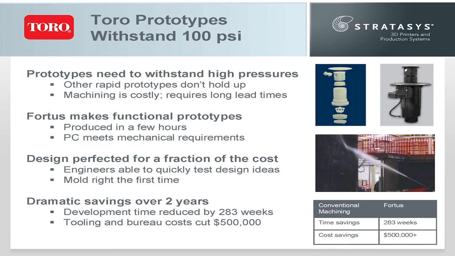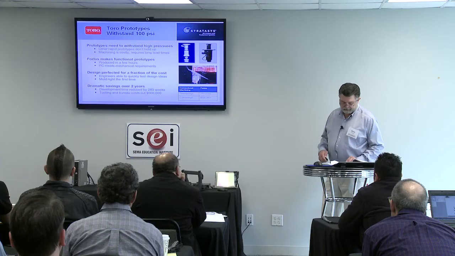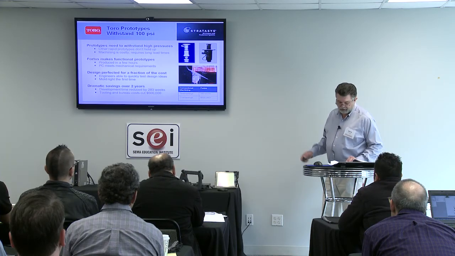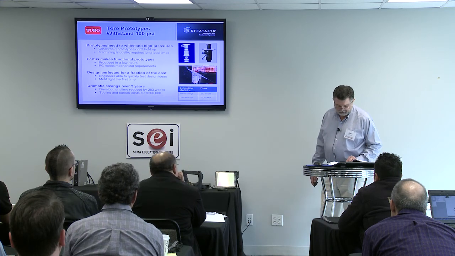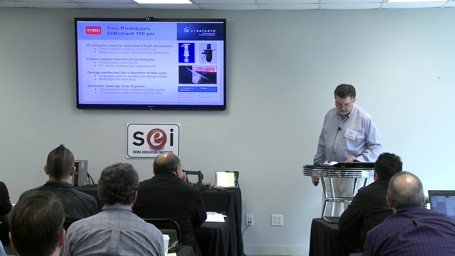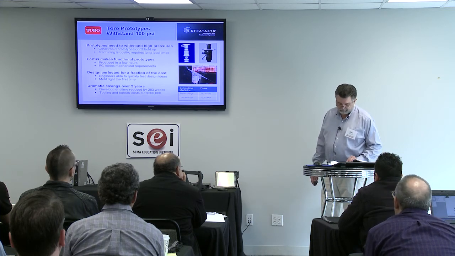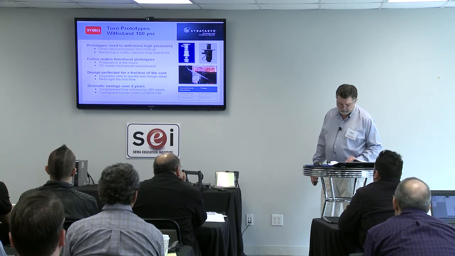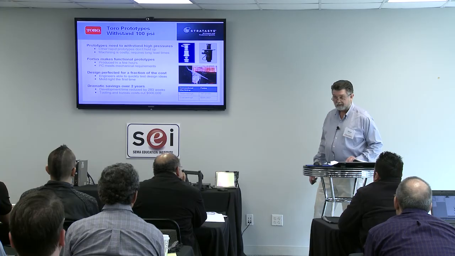They put these on the test stands. They ran them. The benefits: the ability to produce rapid prototypes that could be used for functional testing enabled engineers to create and evaluate new design iterations in a fraction of the time required in the past. The design was perfected at a much lower cost than would have been required in the past. Over a 2-year period, FDM technology has reduced product development by 283 weeks on a number of products. It has also reduced tooling costs and prototyping service bureau costs by $500,000.